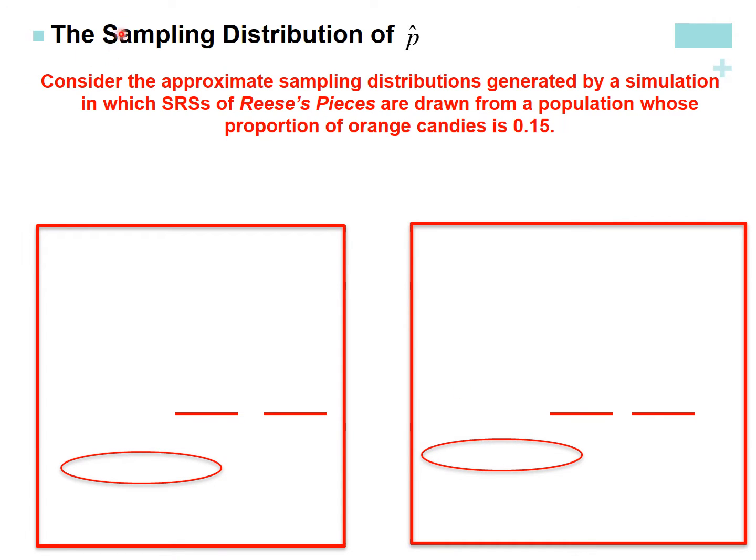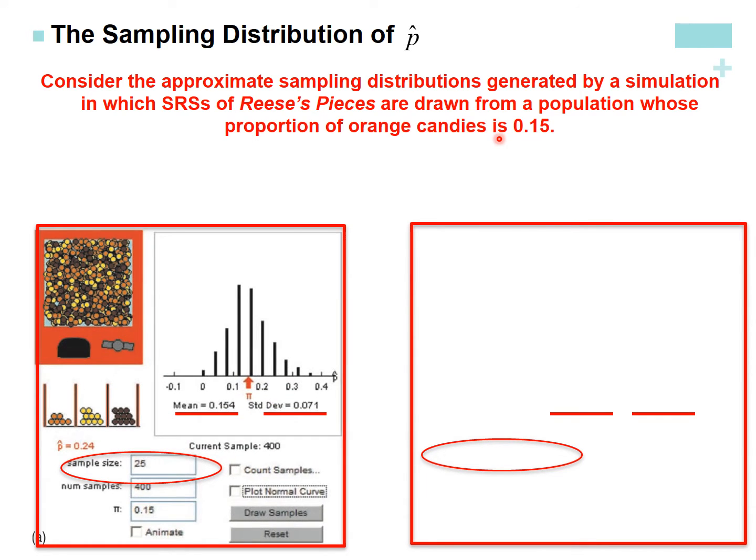So that's what we're going to be taking a look at in this section. Okay, so let's just take a look at a specific example of the sampling distribution of p hat. Let's consider the approximate sampling distribution generated by a simulation in which a simple random sample, so that's really important, that's an SRS, of Reese's Pieces are drawn from a population whose proportion of orange candies is 0.15. So I know the population proportion of orange candies in Reese's Pieces is 0.15. There are yellow, orange, and brown Reese's Pieces candies.